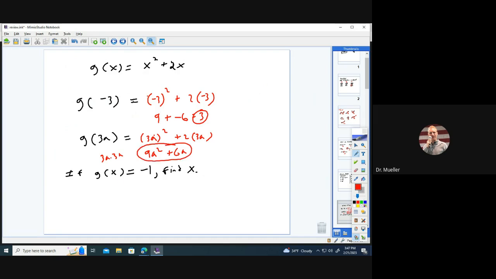Now for the last question here, it says g of x is negative 1. So we're going to put negative 1 in there. So we get negative 1 equals x squared plus 2x. That's a quadratic, so to solve it, we want to set it equal to 0. So add 1 to both sides. Then we're going to factor. That's going to be x plus 1 times x plus 1. And then set each parenthesis equal to 0. So we just get x plus 1 equals 0 and x equals negative 1 for your answer.